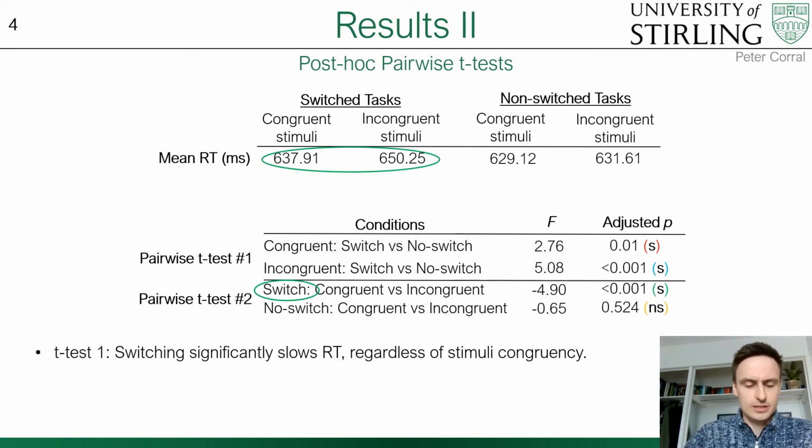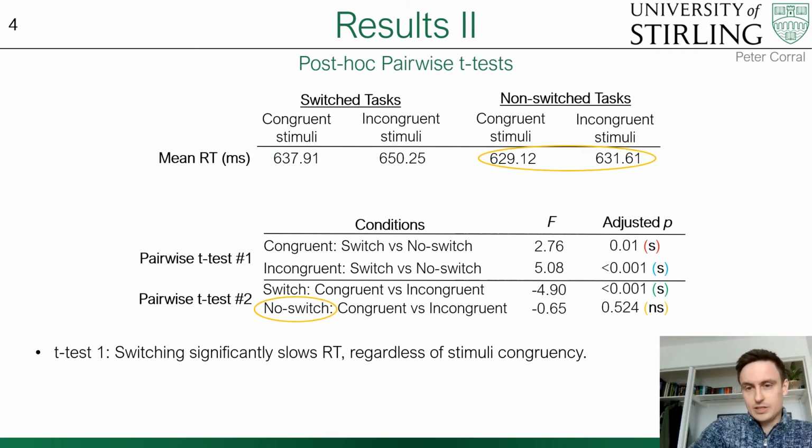So moving on to pairwise test 2, that compared the difference between the means of tasks with congruent and incongruent stimuli for both when those tasks were switched and when those tasks were not switched. And what that tells us is that switched tasks were significantly slower when the tasks were incongruent. That's these two means on the left here circled in green. So it's quite obvious really that you've got the big 650 there compared to the 637. So the incongruent tasks seem to be quite a bit slower.